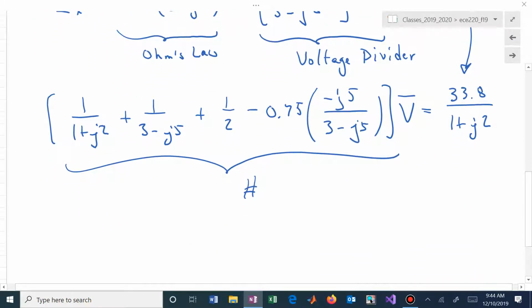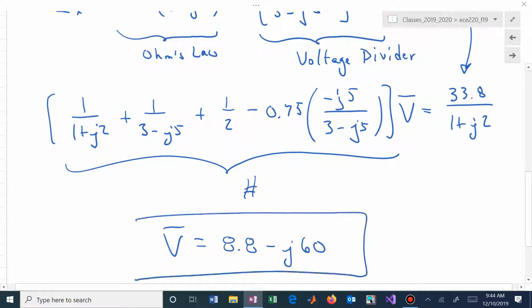And if you do that, you will end up with, or you could say it's obvious that the answer is 8.8 minus J60. Maybe you can see that. I can't, but maybe you can. After doing all of that complex algebra, that's what you end up with.